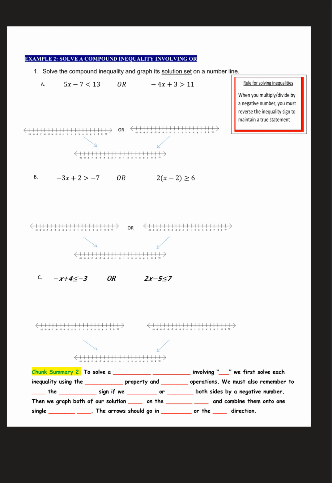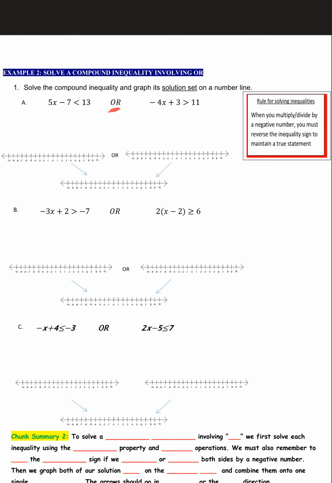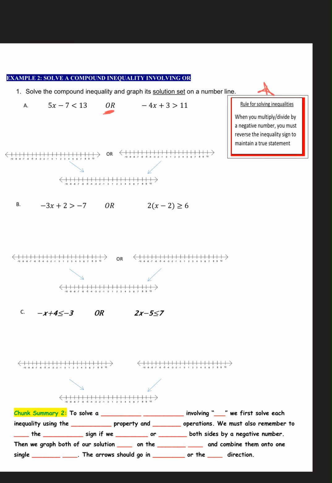All right, now we're on the back side of the paper. So we have to solve compound inequalities and graph the solution set on a number line for or compound inequalities. So when you see an or compound inequality, it's going to give you 2 inequalities and it's going to say or in the middle. We also need to remember that when we multiply or divide by a negative number, we have to reverse the inequality sign to maintain a true statement. That is from our old page of notes from last week.